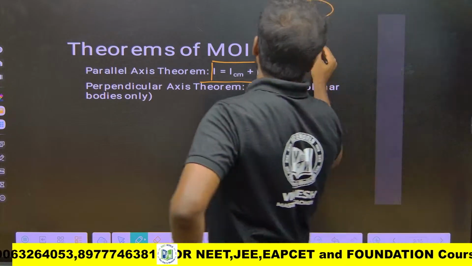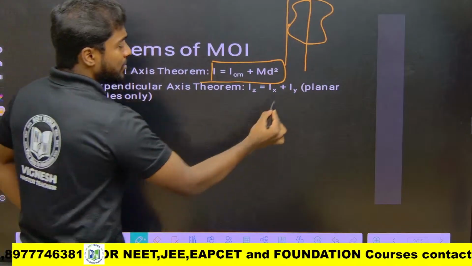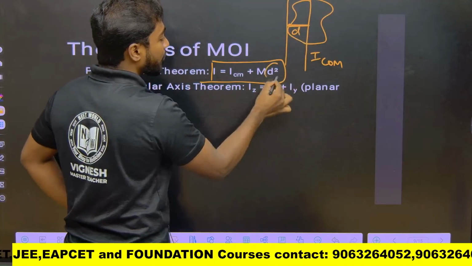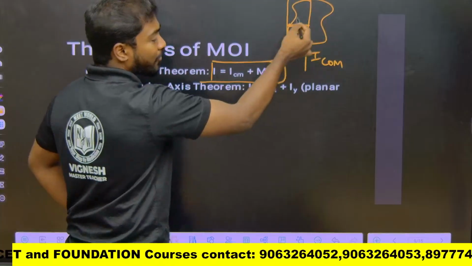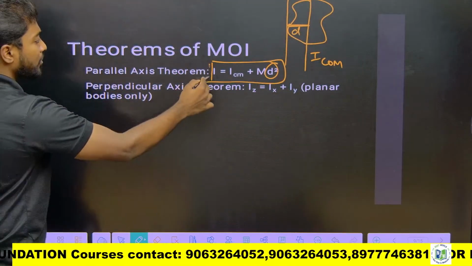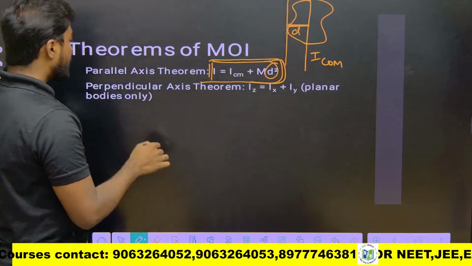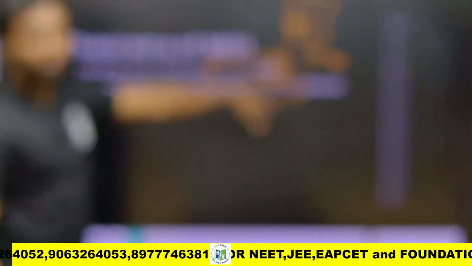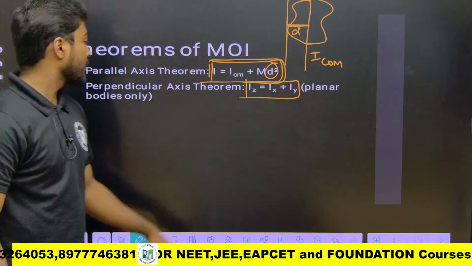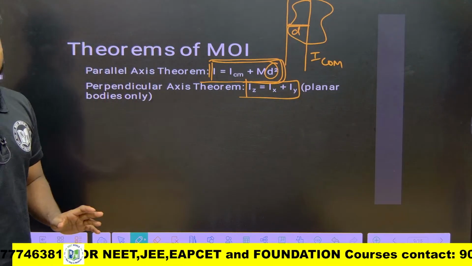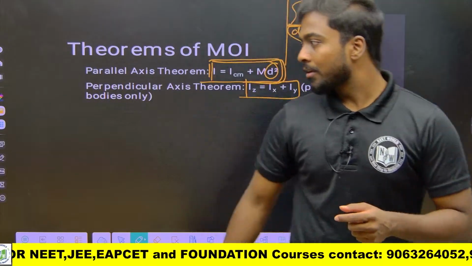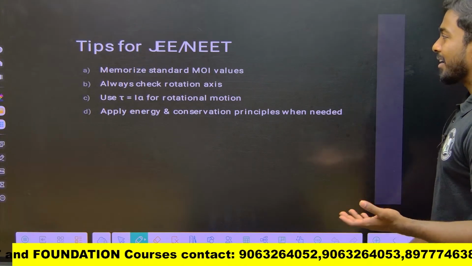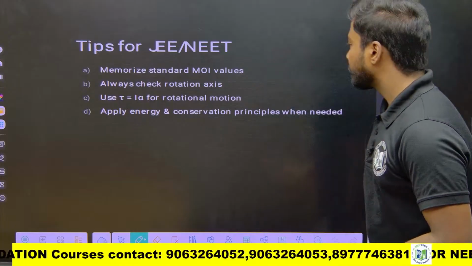From this point I know the moment of inertia, that is the moment of inertia about the center of mass. This distance is d, and m is the mass of the given object. So you can use the parallel axis theorem to find this axis. Similarly, there is the perpendicular axis theorem: the moment of inertia about the z axis equals the moment of inertia about x plus the moment of inertia about y axis. Remember, it is only for planar bodies that the perpendicular axis theorem is used. Whatever I said applies for JEE as well as NEET.